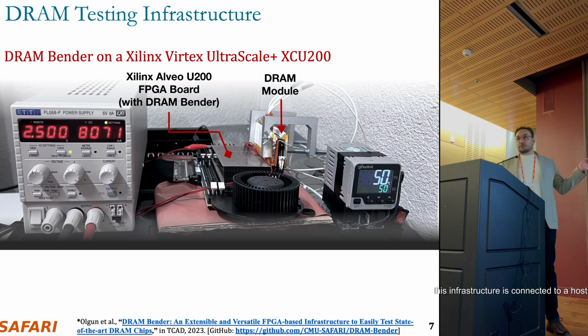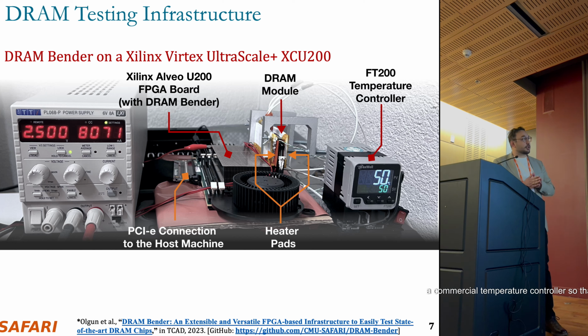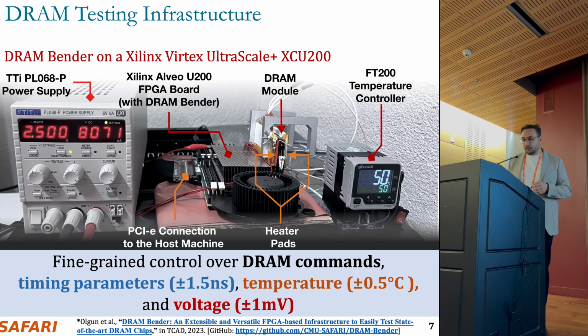and this infrastructure is connected to a host machine to run the tests, and we clamp the DRAM module with heater pads from both sides that are controlled with a commercial temperature controller so that we can control the temperature on the chips. And we have a power supply on the side that allows us to play with the voltage on certain power rails. So this infrastructure gives us fine-grained control over DRAM commands, timing parameters, temperature, and voltage.